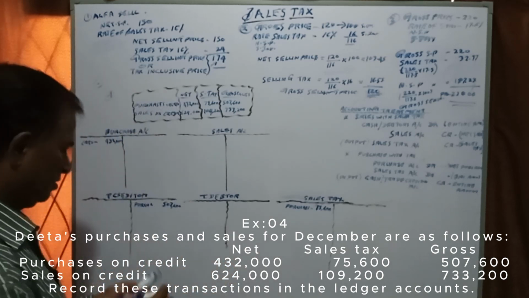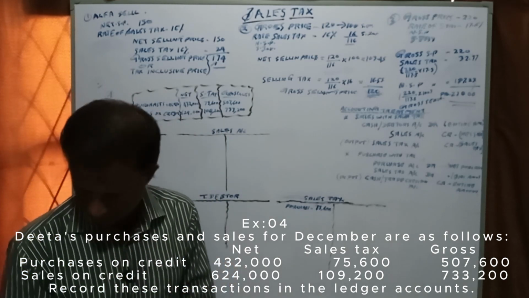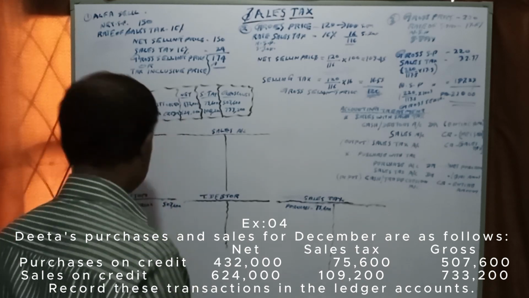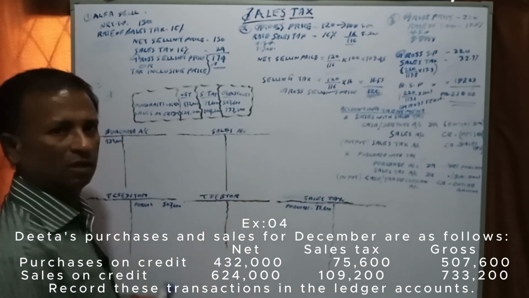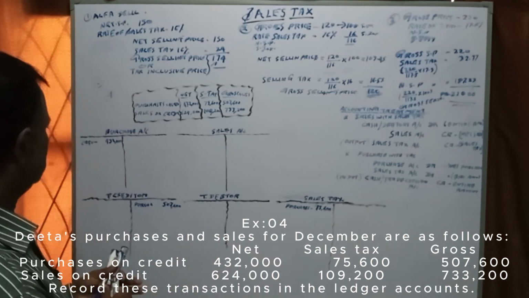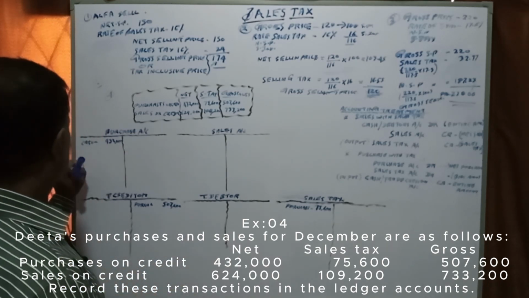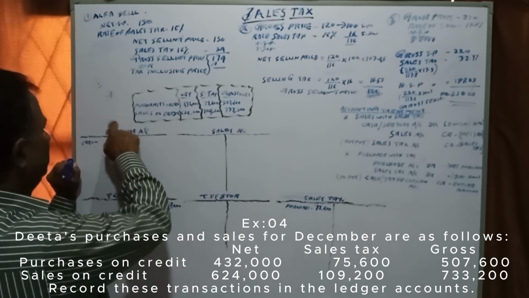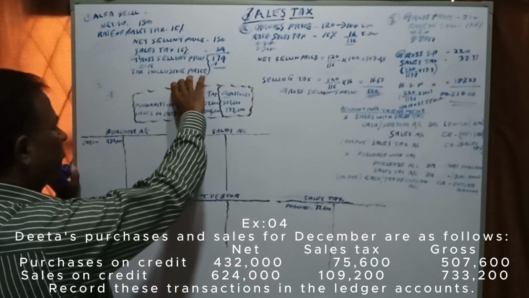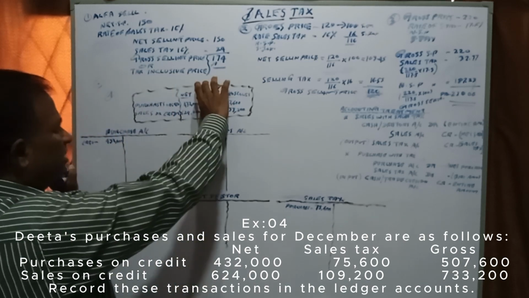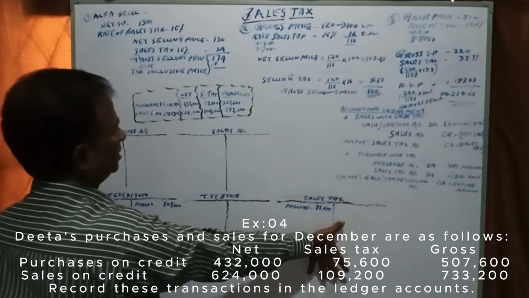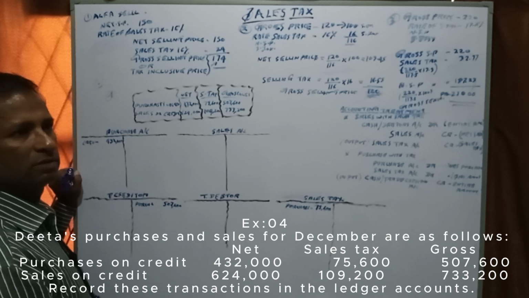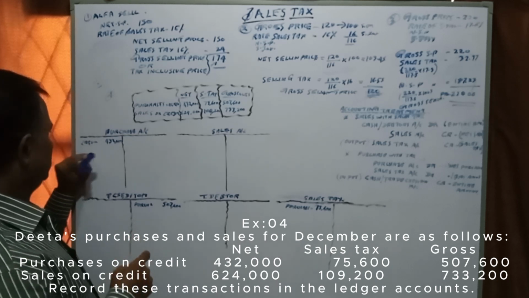Have you understood how we did it? Here we did like this, right? Net purchases only come to the purchase account. Net amount will come to the purchase and sales account. Sales tax amount will go to the sales tax account. Gross amount will go to the debtors and creditors.